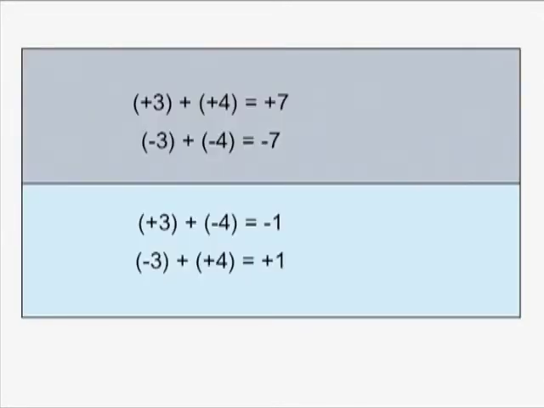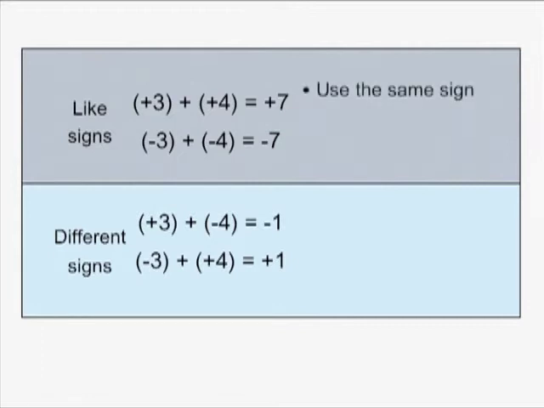Study the pattern shown here. You'll see that there are two different techniques, one when the signs are the same and another when the signs are different. When both numbers have the same sign, that is, both positive or both negative, you use the same sign in your answer and you add the absolute value of the numbers. That is, 3 plus 4 equals 7.